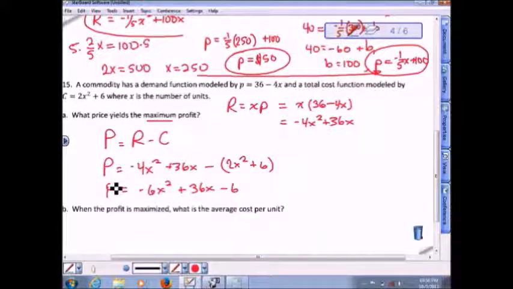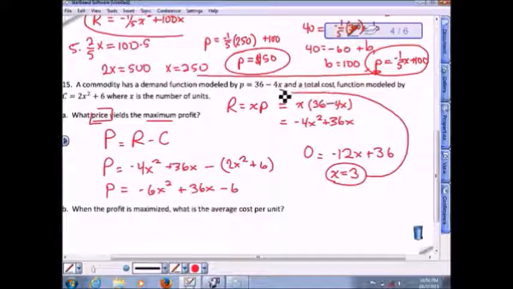Now to maximize profit, we need to take the first derivative of the profit. So this is going to equal negative 12x plus 36, which is going to equal 0. That equals 0 when x equals 3. This represents a number of units. But again, they're asking which price yields the maximum profit. So they have to sell 3 units to receive maximum profit. What price is that? Well, if we plug this value 3 into the price function there, 4 times 3 is 12, 12 from 36 is 24.